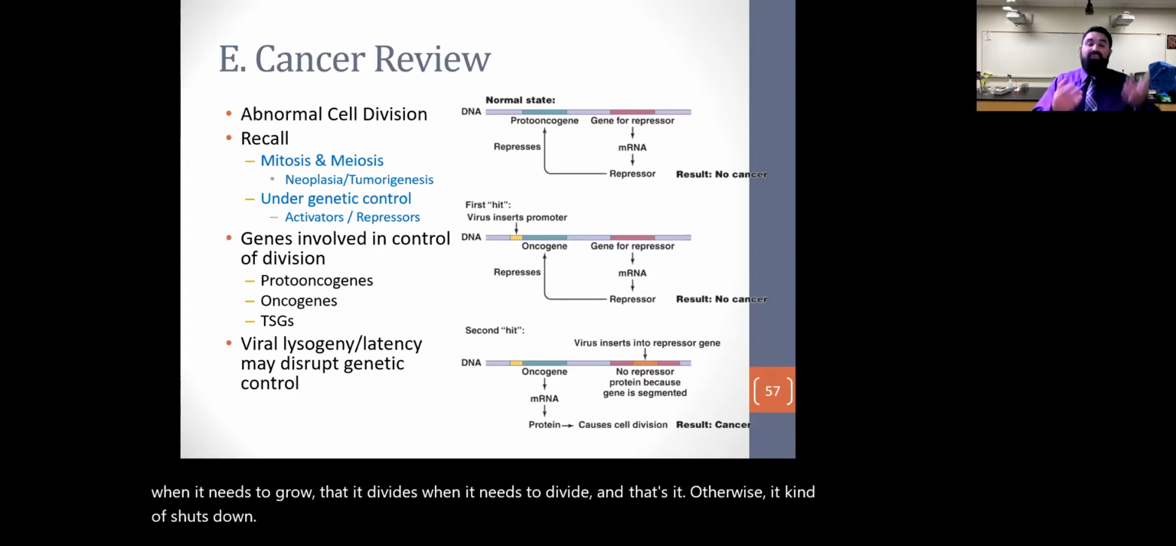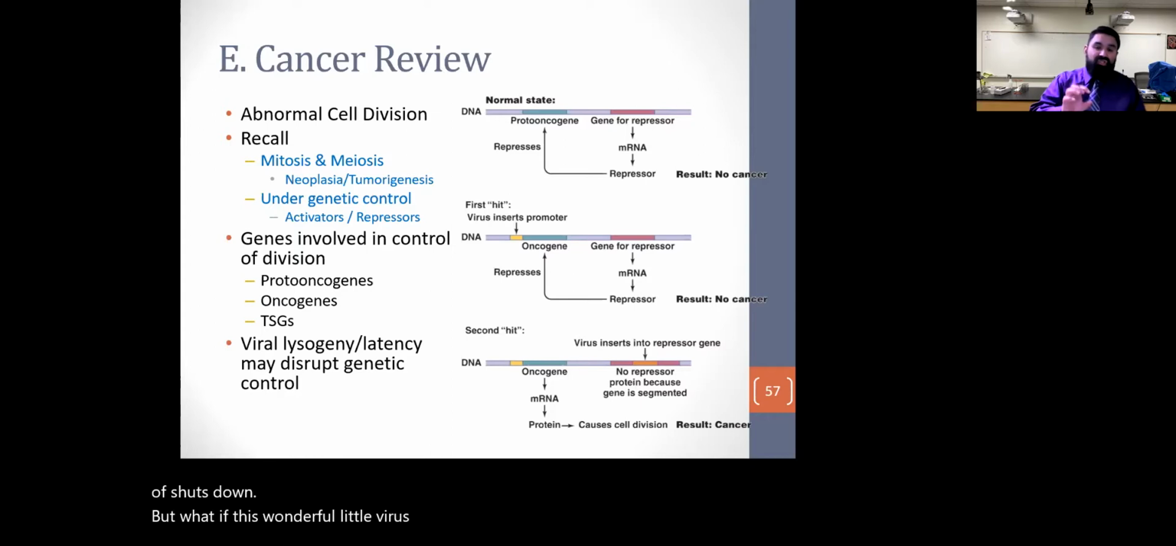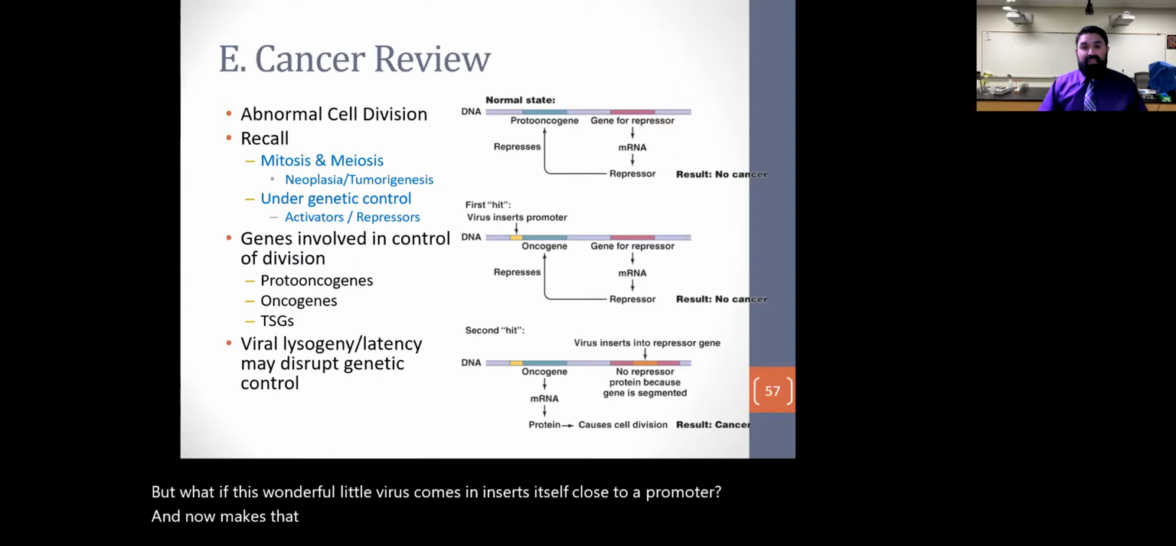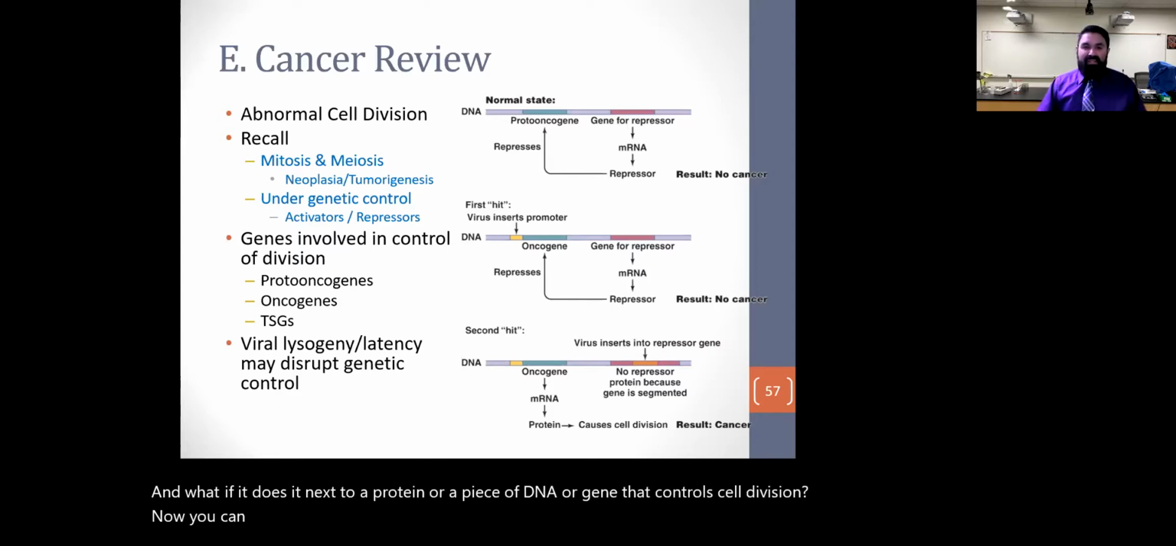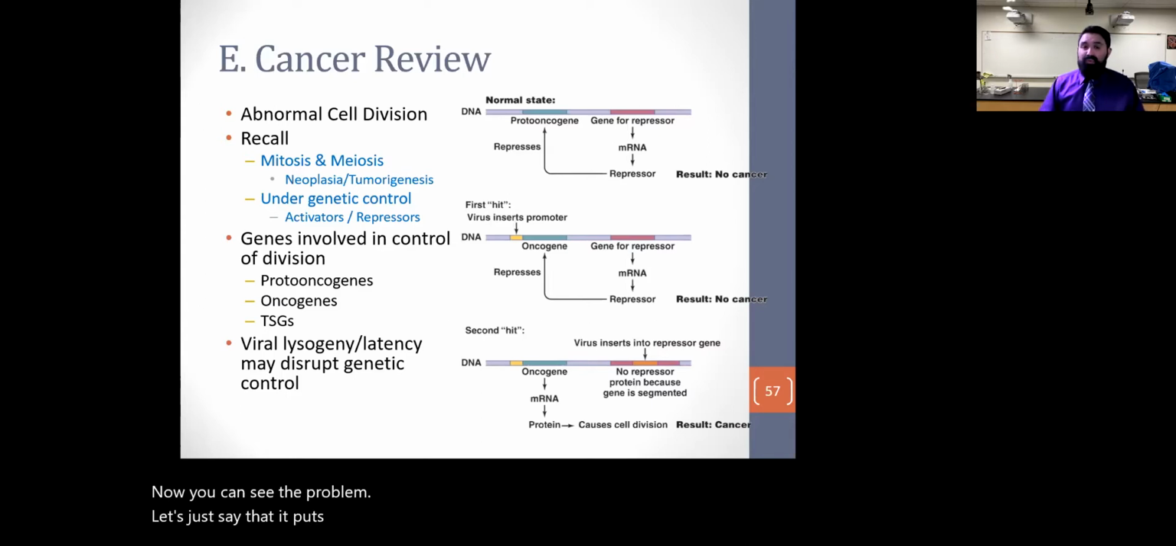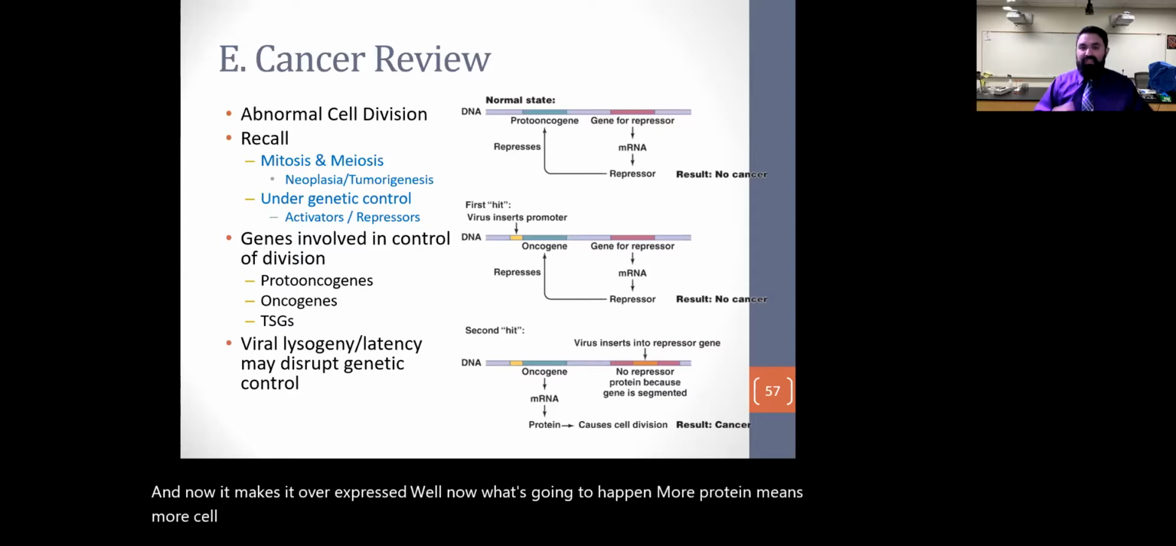But what if this wonderful little virus comes in, inserts itself close to a promoter, and now makes that promoter go crazy? And what if it does it next to a protein or a piece of DNA or a gene that controls cell division? Well, now you can see the problem. Let's just say that it puts itself next to a protein that is in charge of helping with mitosis, and now it makes it overexpressed. Well, now what's going to happen? More protein means more cell division. And now you start getting the picture that that would lead to things like cancer.